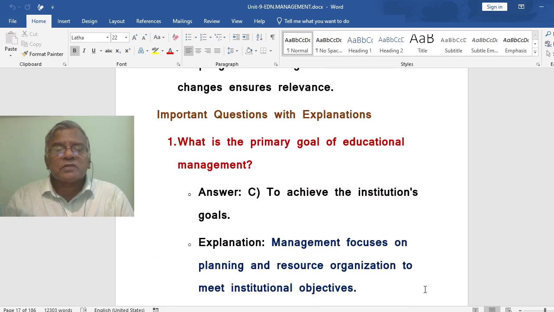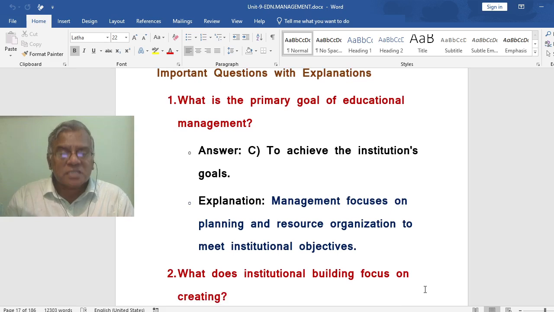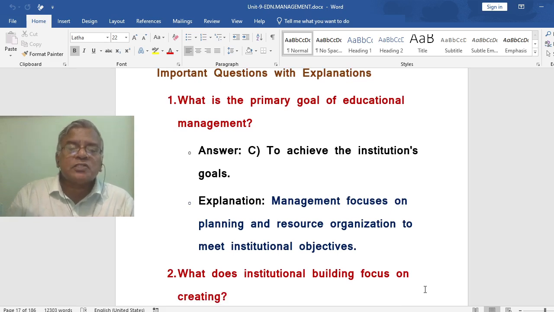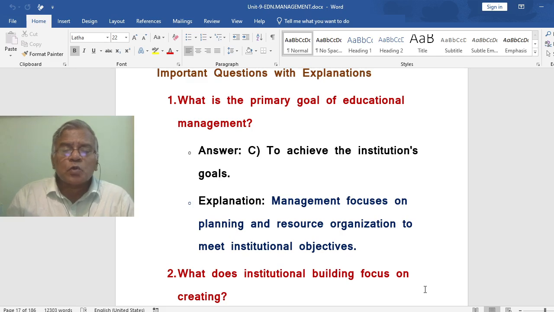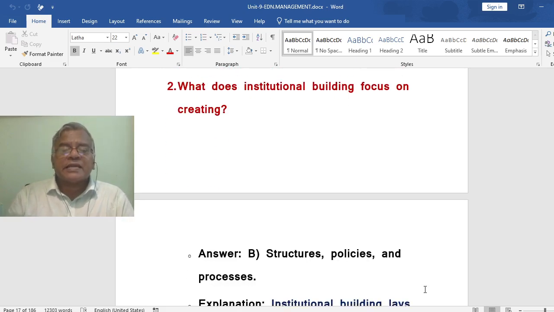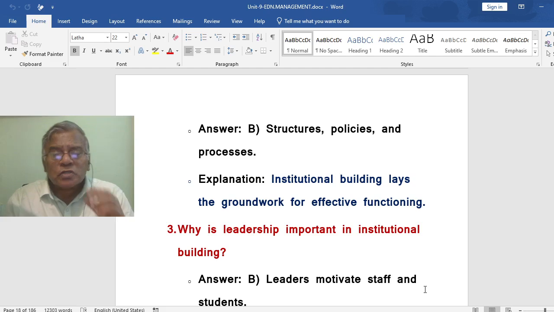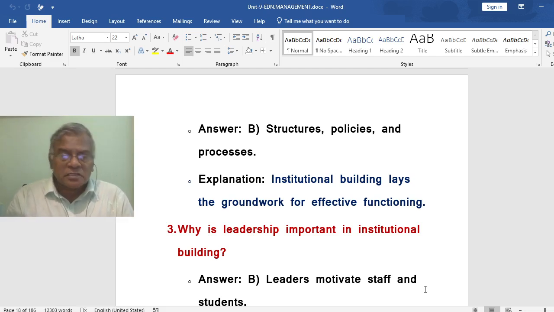Some important questions and explanations we can analyze. What is the primary goal of educational management? That is to achieve the institution's goals. Management focuses on planning and resource organization to meet institutional objectives. What does institutional building focus on creating? The institutional building focuses on creating structures, policies and processes in the educational institution. Institutional building lays the groundwork for effective functioning of the institution.